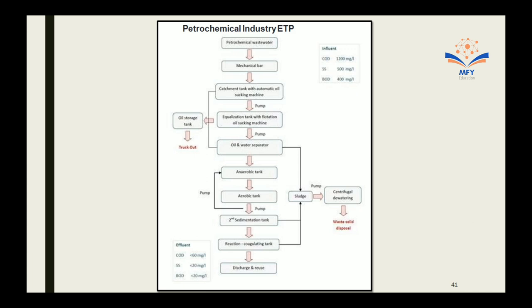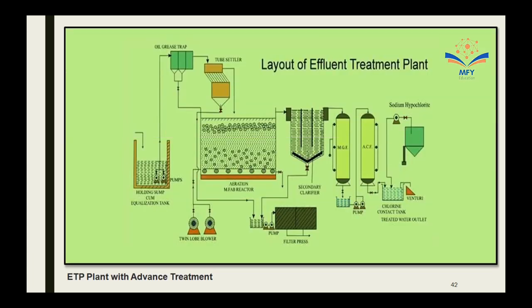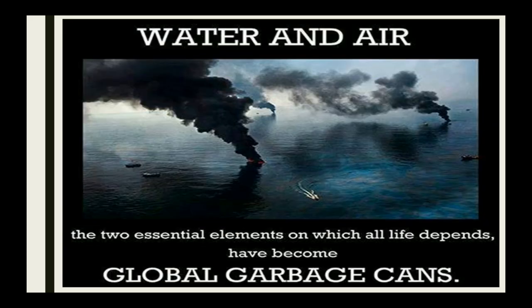Now the advanced treatment. Now we are going to move towards ETP plant with advanced treatment. Layout of effluent treatment plant through the diagram, showing different techniques which are utilized to clean wastewater. This includes secondary clarifiers, aeration, reactor, tube settler, chlorination, and addition of coagulating agents. I think these are the basics of effluent treatment plant which we have discussed, and water and air, two essential elements which all life depends on, have become global garbage cans.